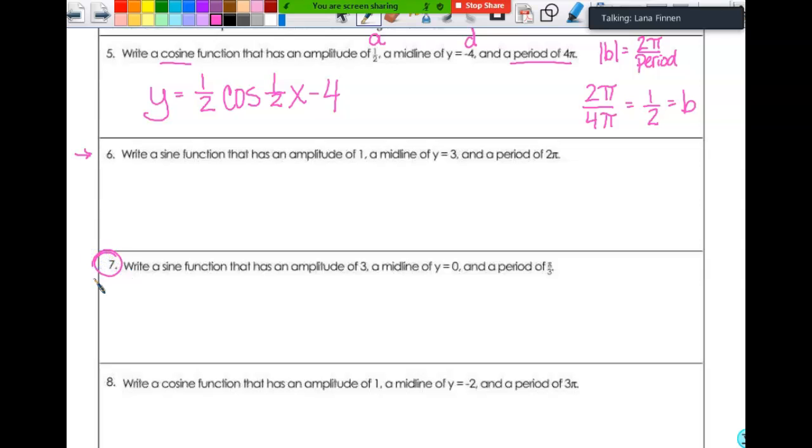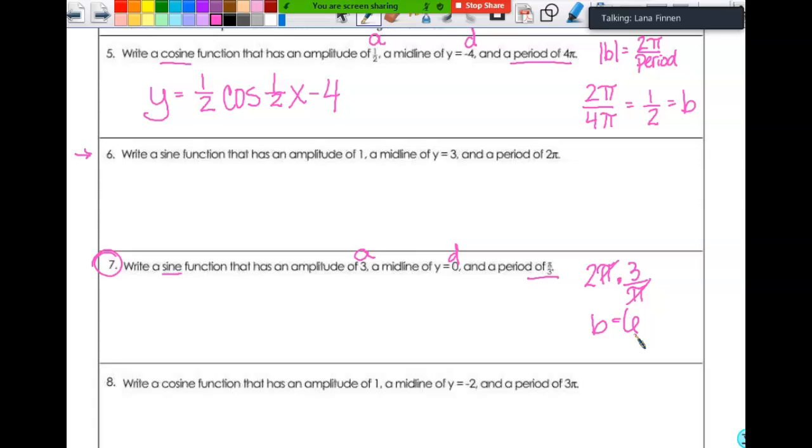We're going to skip number 6 for just a minute, and we're going to go to number 7 next. So we're going to write a sine function. Amplitude is the A. Midline, that's D. And then period is pi thirds. So I would do 2 pi divided by that, but I'm not going to write it that way. I'm just going to go ahead and multiply by the reciprocal, which is 3 over pi, which means that I get that B equals 6.